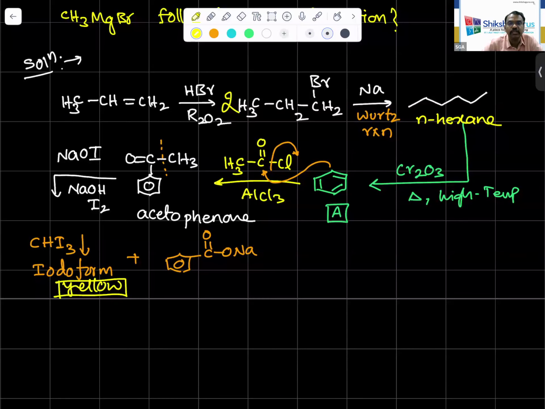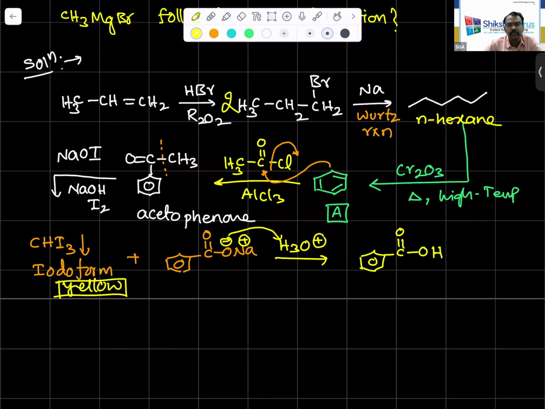Iodoform is present in yellow color. It is a precipitate. Next, this C double bond O group completely converts into a carboxylic acid salt. In the next step, it is subjected to acidification. Then what will happen? Here O minus, Na plus. O minus takes this H plus. It is simple acidification, or simply we can say acid workup. What will happen? We are getting benzoic acid.